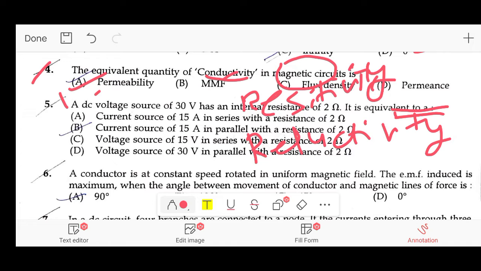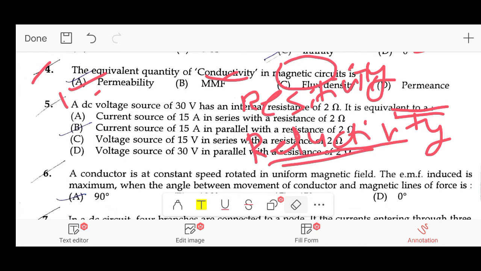If they are asking the equivalent quantity of conductivity in a circuit only, the inverse of conductivity in a circuit, then the answer is going to be resistivity. If they are asking the equivalent quantity of conductivity in a magnetic circuit, inverse of, then the answer is going to be reluctivity.